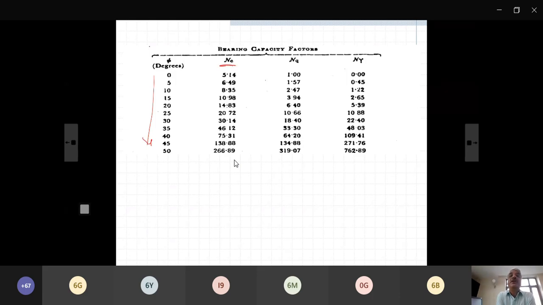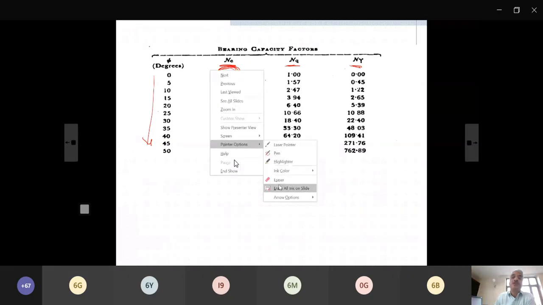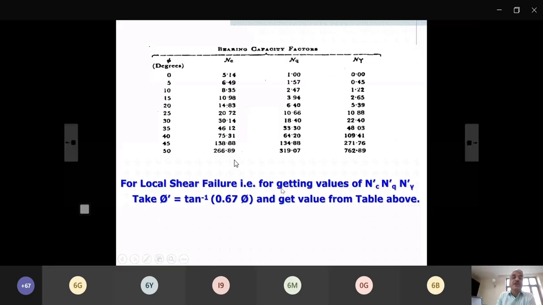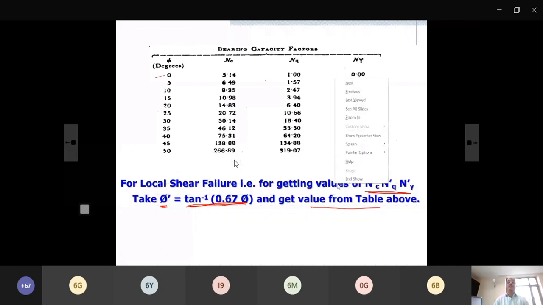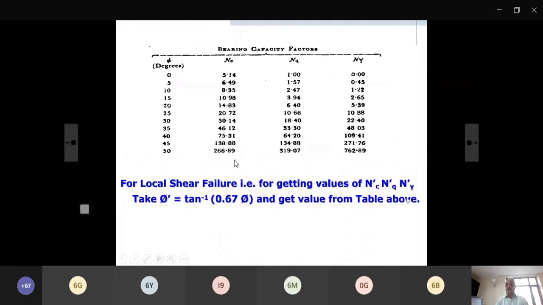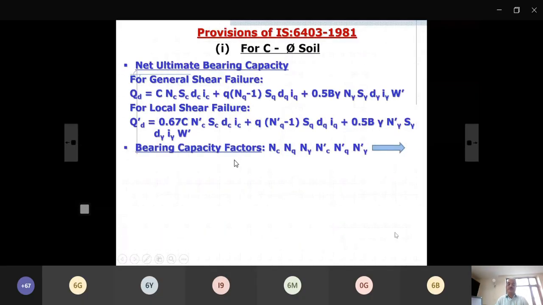Depending on phi value, you have the value of NC, NQ and N gamma, and for phi equal to 0, NC is 5.14. That is what we always remember. That is for cohesive soils where phi equal to 0. And for local shear failures, or these NC prime, NQ prime, N gamma prime, whatever you call them, you calculate phi dash, which will be tan inverse of 2/3 of tan phi, or 0.67 of phi. And for this phi dash value, from the code you get the NC, NQ, N gamma. So this is how you get bearing capacity factors from the IS code for local and general shear failure.